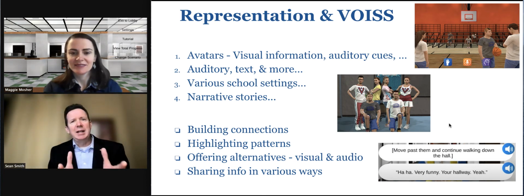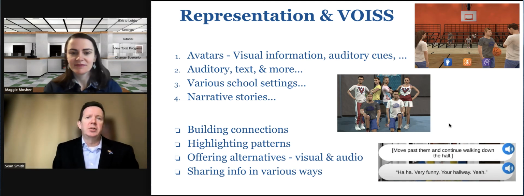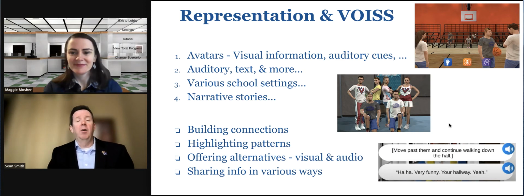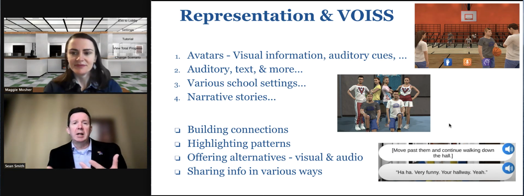We have the various settings, and the settings, as we've tried to emphasize already, are very much as realistic as possible. And by the way, you may be looking in the background of Maggie right now and saying, does that really look like a cafeteria? Our feedback over the years from students is that, yeah, they very much feel that they are there in those different experiences. And of course, it's a narrative story to offer context and a variety of different things.